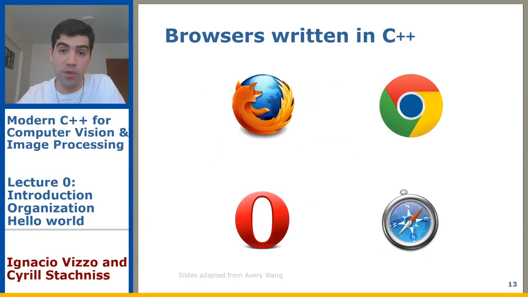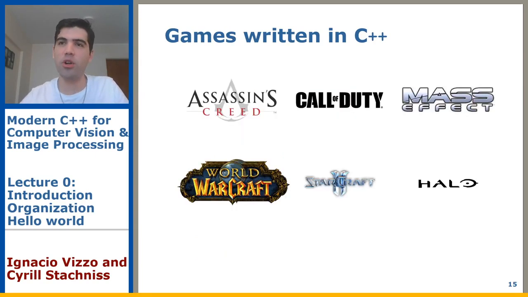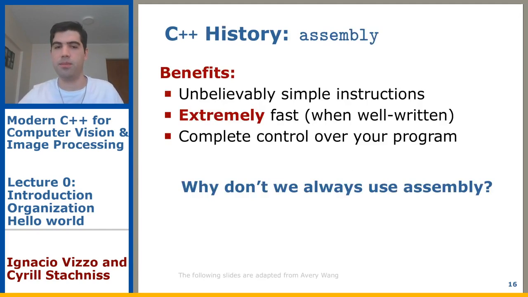Some browsers that use C++: Firefox, Chrome, if you check the source for these browsers, they are all written in C++. Also, there is some software that is written primarily in C++, like the Java virtual machine, some parts of the Windows operating system, Office, Photoshop, and many others. There's also a big part of the game industry that uses C++ as its primary language. So these are some of the games that we know are written in C++.